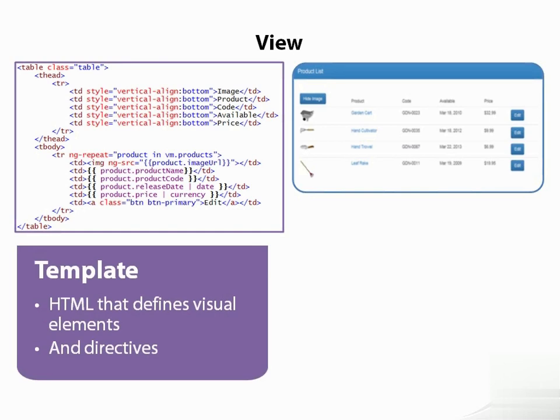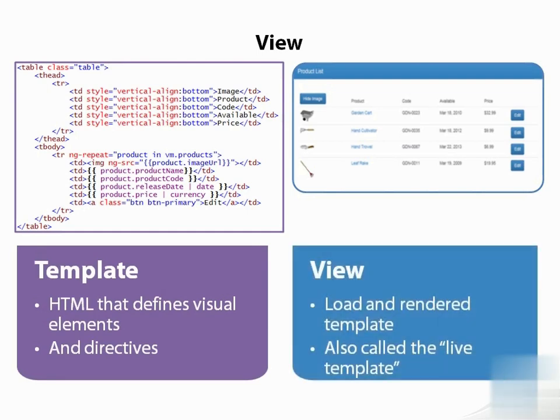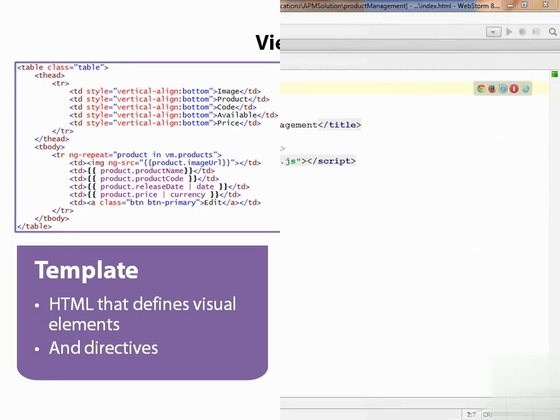Angular parses and processes the HTML from the template. The loaded, transformed, and rendered result is then called the view. The view is sometimes referred to as a live template because the individual parts of the view are dynamic. Throughout this course, I use the term view in the more general sense, referring to both the HTML and the generated page. With that cleared up, let's create our view.